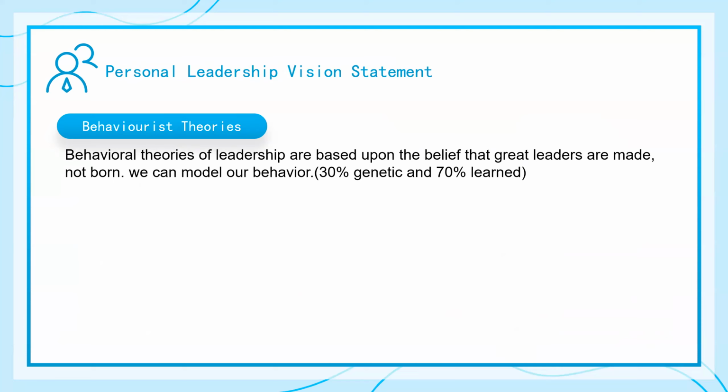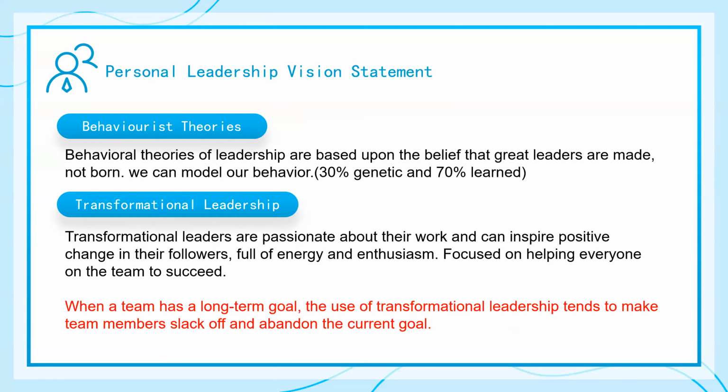The theory tells us no matter what you do, if you do it for 10,000 hours, you will become an expert in this field. So I think maybe 30% of people are born leaders, but it takes another 10,000 hours to become a great leader. I hope to become a transformational leader in the future. Transformational leaders are passionate about their work and can inspire positive change in their followers, full of energy and enthusiasm, focused on helping everyone on the team to succeed.